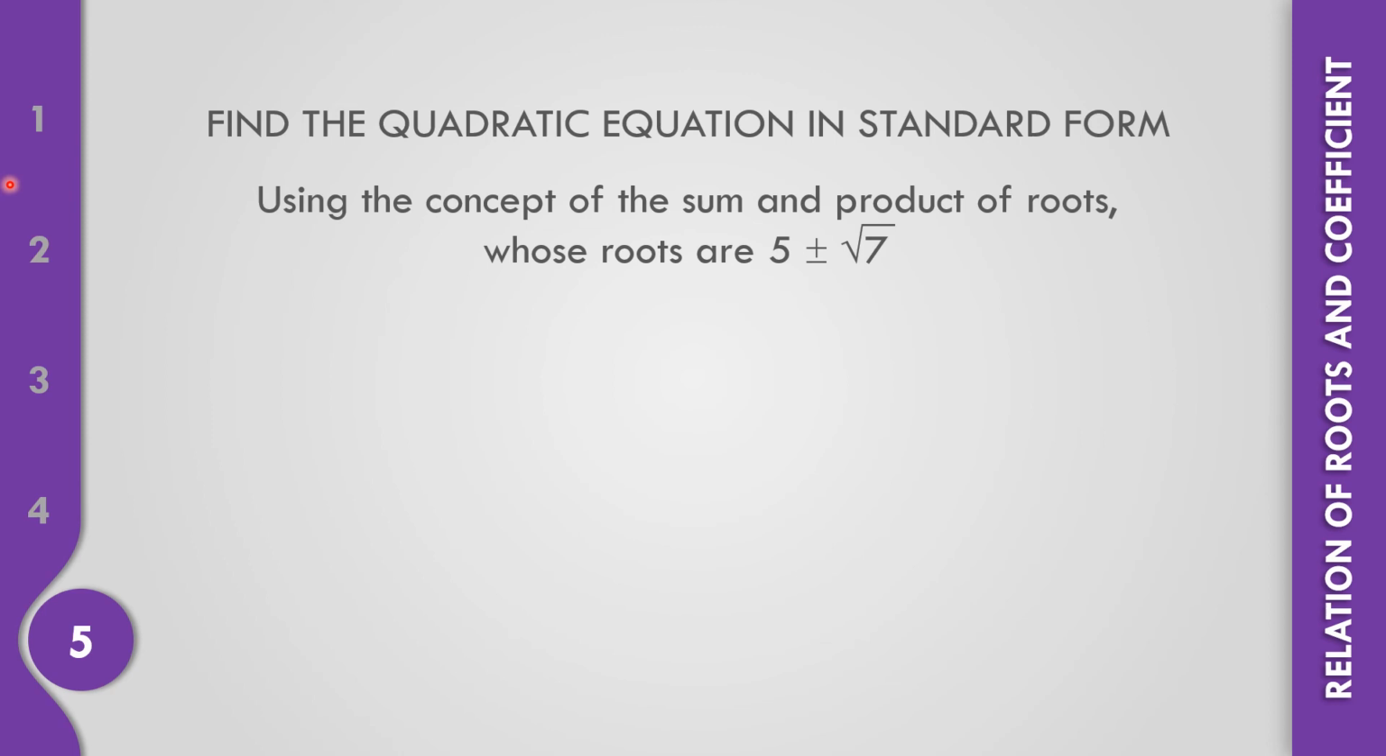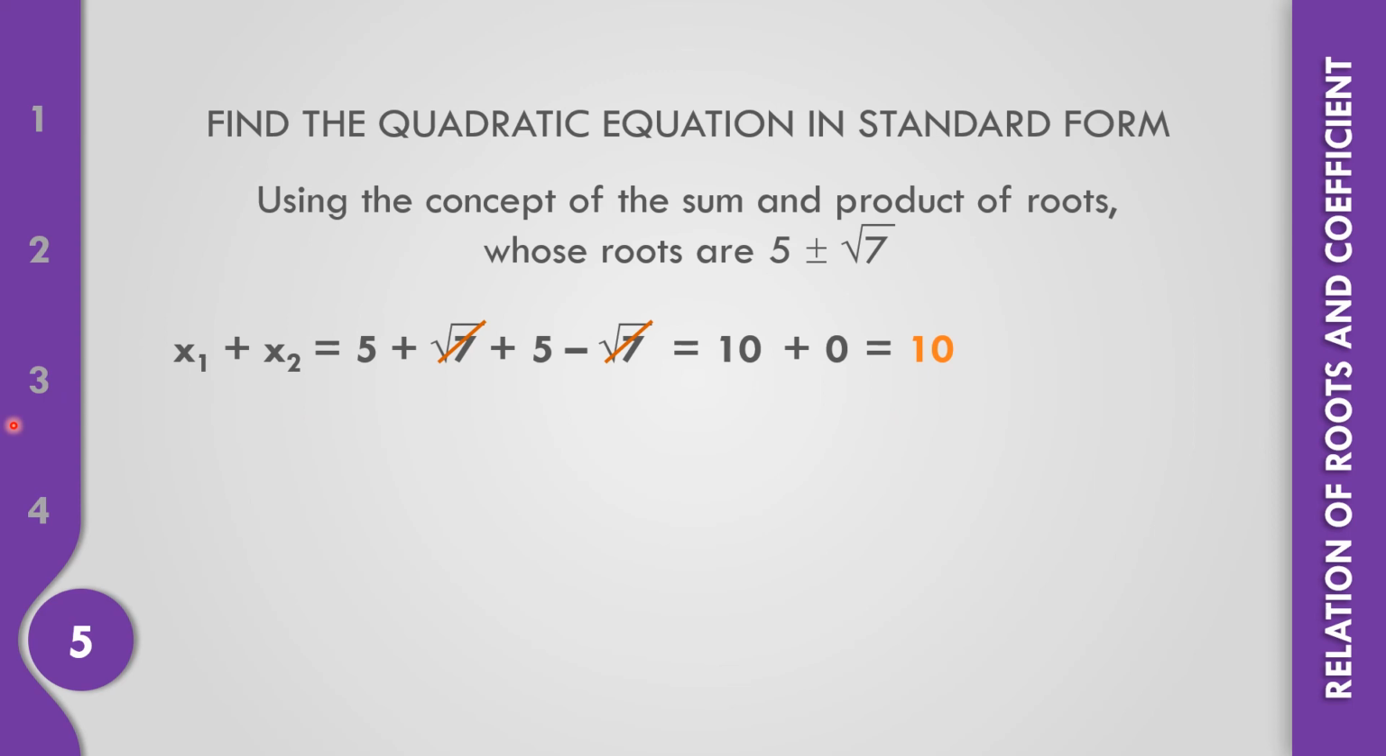How about example number 5? Using the concept of the sum and product of the roots, whose roots are 5 positive and negative square root of 7. So it means our roots are 5 plus the square root of 7 and 5 minus the square root of 7. Let us find the quadratic equation in a standard form. First, we need to identify the sum of the roots. So 5 plus the square root of 7 is the first root, and the second root is 5 minus the square root of 7. So cancel the square root of 7, and then 5 plus 5 is equal to 10. As you can see, square root of 7 minus the square root of 7 is equal to 0. So 10 plus 0 is equal to 10.